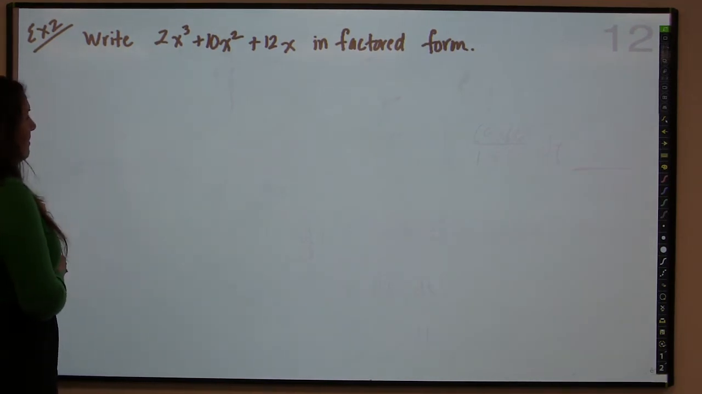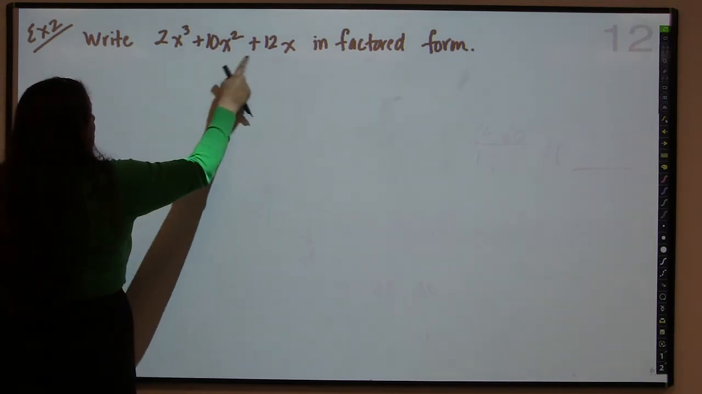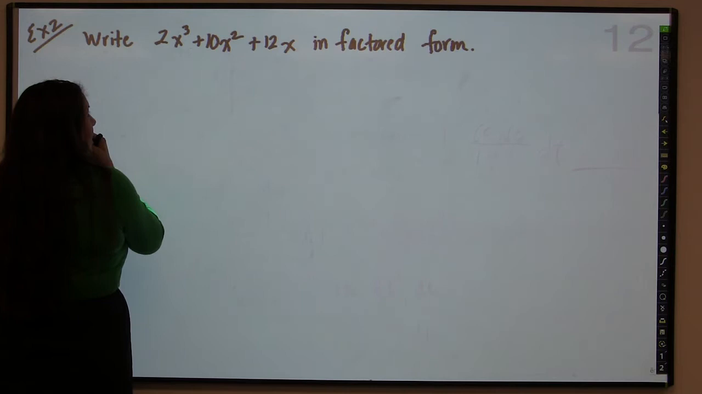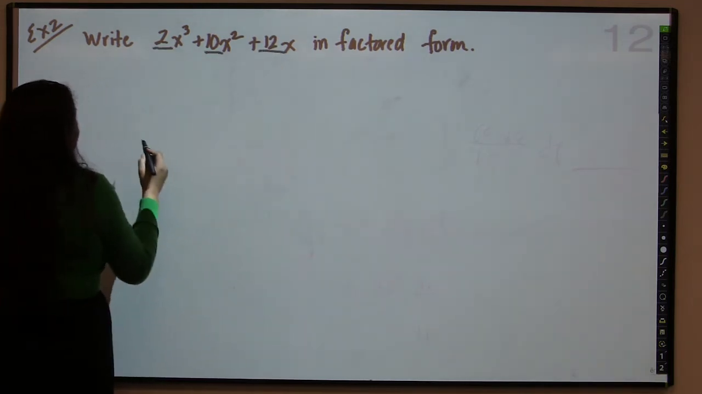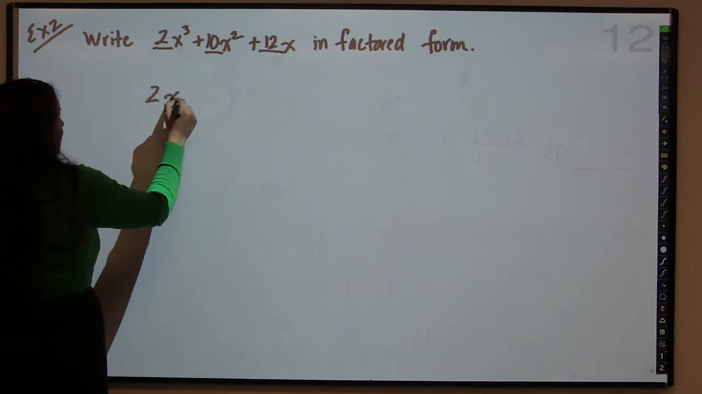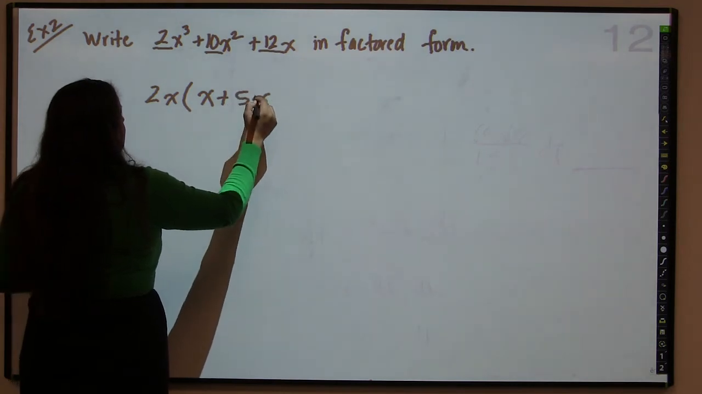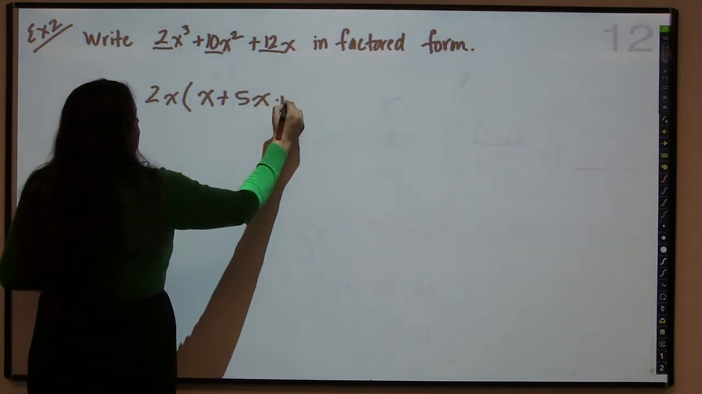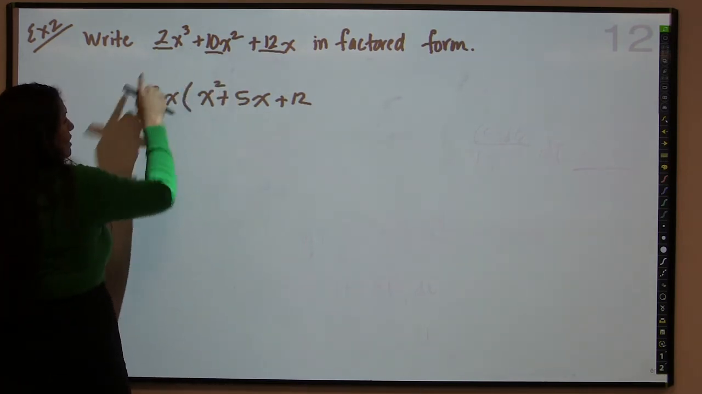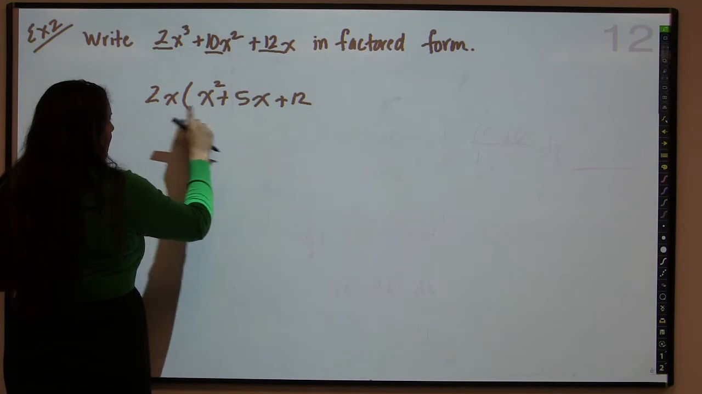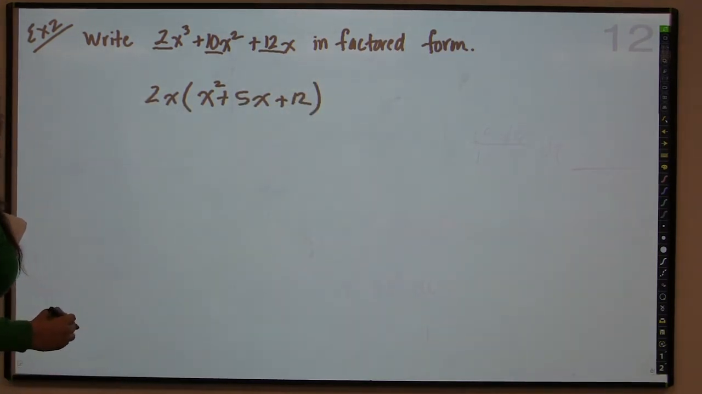First of all, this doesn't appear to be a quadratic, but it has a trinomial. And every single one of these factors has a 2 in common. 10 divided by 2 is 5, 12 divided by 2 is 6. So we're going to factor out a 2 and an x, and that will leave us with x squared plus 5x plus 12. Sorry, that should have been x squared. x times x squared is x cubed, x times x is x squared, and then x times 12 is 12x. So that is our first part.